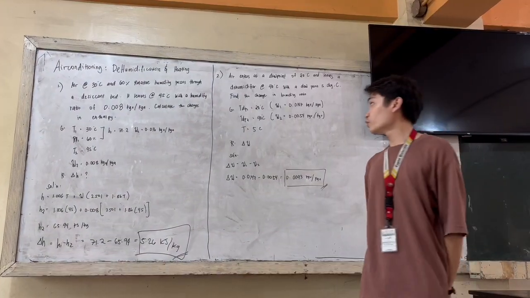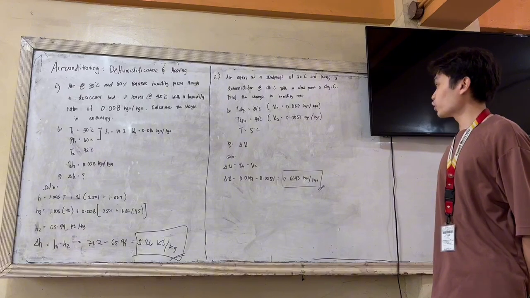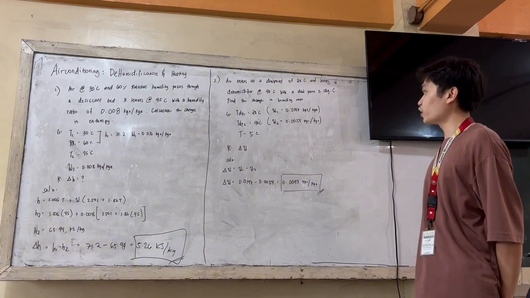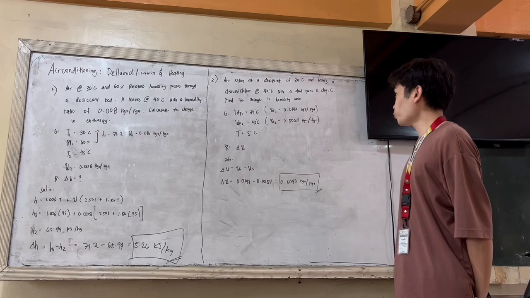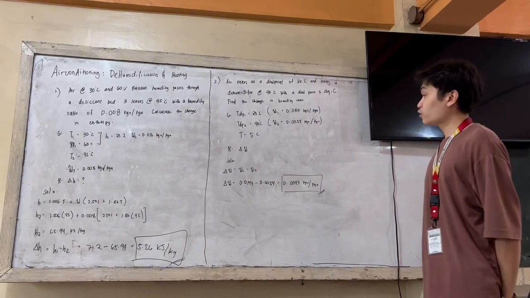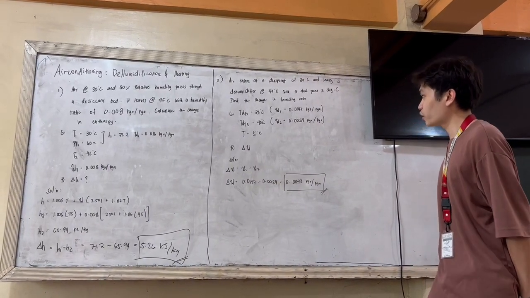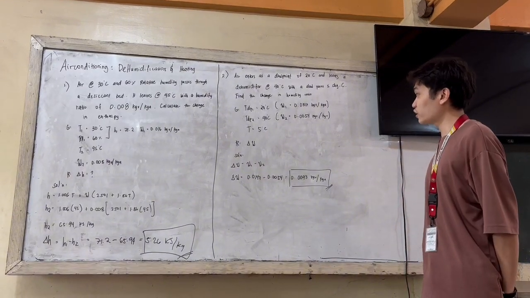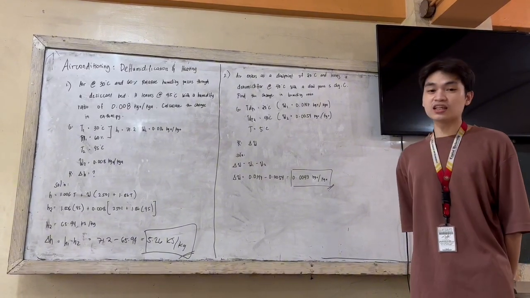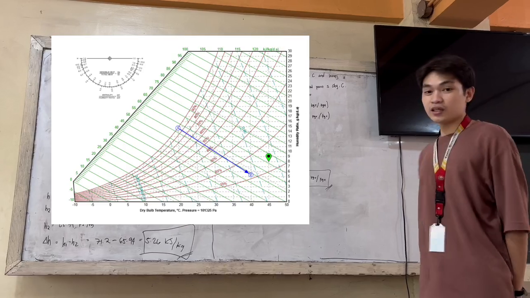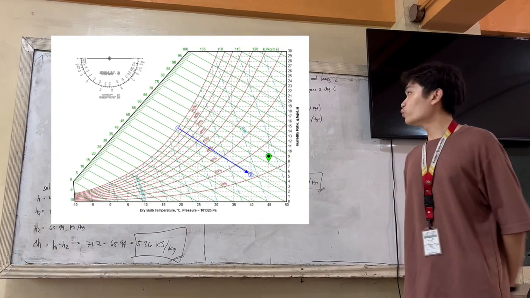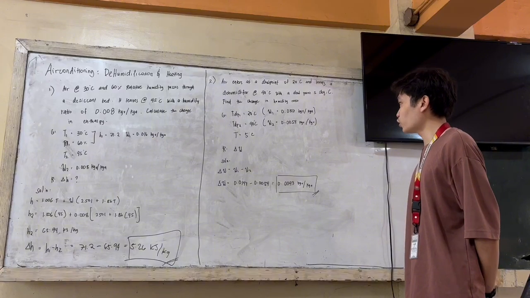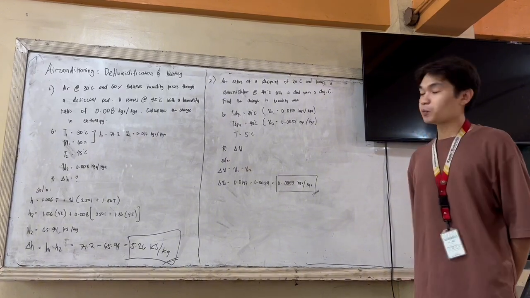For number 3, air enters at a dew point of 20 degrees Celsius and leaves a dehumidifier at 40 degrees Celsius to the dew point of 5 degrees Celsius. Find the change in humidity ratio. So we have at temperature 1, which is 23 degrees Celsius, and using the psychrometric chart, I'll be inserting it in the video, we'll be getting the value of humidity ratio at 0.0147 kilogram vapor per kilogram dry air.